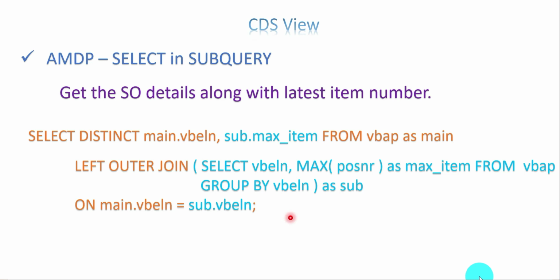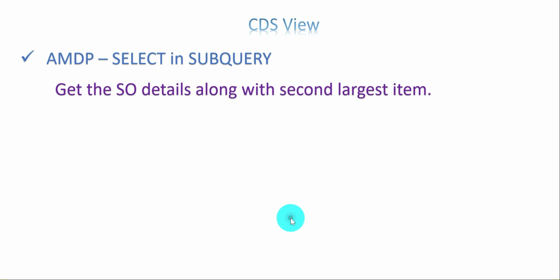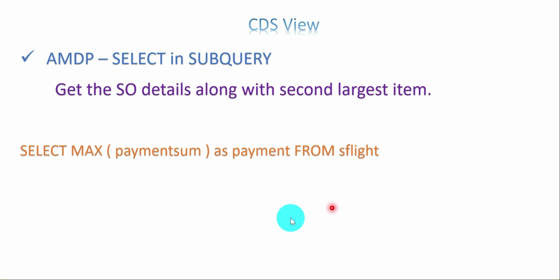Then another scenario is get the second largest item. Okay, it's very simple. Whenever you go with an example, we always get the SFLIGHT flight information. So I'm going to get the second largest item from this flight. Payment sum is the field. It has exactly numeric values. It's a number field. So I want the second largest from that particular field. Okay, so that is the main query.